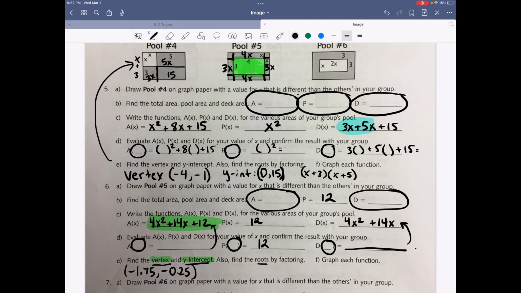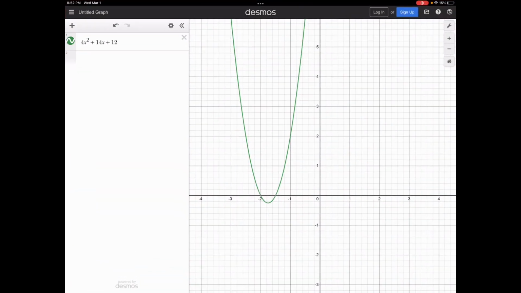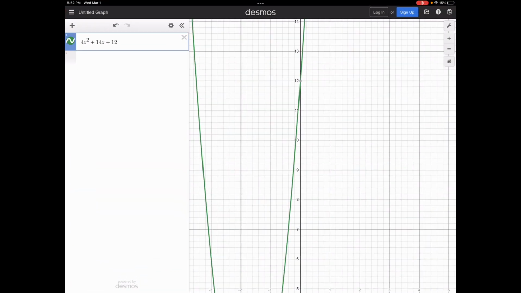Now, to figure out the y-intercept, I'm going to have to zoom out, but I know what the y-intercept is just from my equation, because I can see that if I plug 0 into x, 4 times 0 squared plus 14 times 0 is just 0 plus 12. So when x is 0, y is 12. And you can see that in our graph way up here. That is our y-intercept, (0, 12).